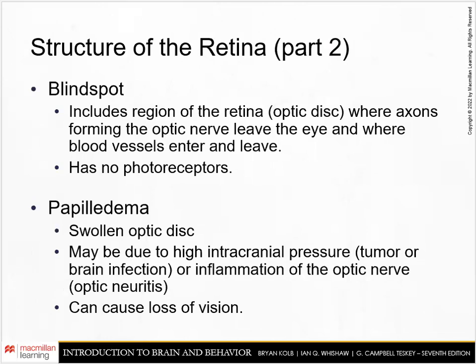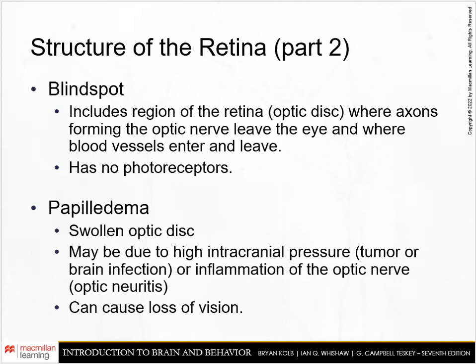Let's go into the structure of the retina a bit more. So there is this blind spot, which includes a region of the retina, the optic disc that we talked about, where axons are forming the optic nerve to leave the eye and where these blood vessels enter and leave. That section has no photoreceptors. We're not going to be putting photoreceptors on top of all of these axons and blood vessels and whatnot. There's enough going on. Let's leave that be. And we can put photoreceptors in other places like the fovea. We don't need the HD vision here, and it's a relatively small section of our visual field.